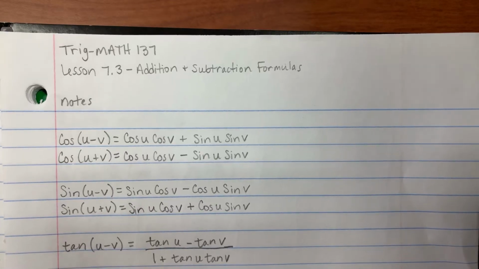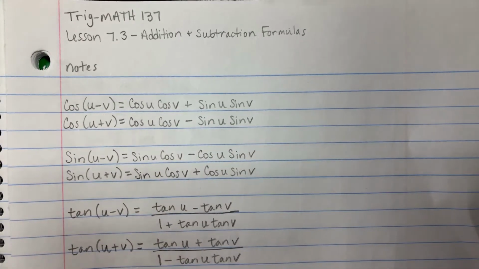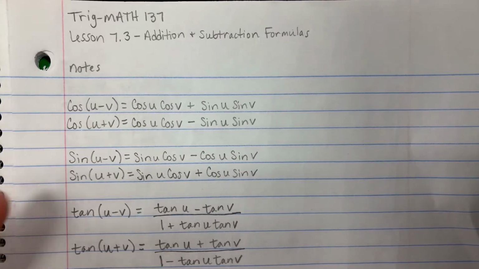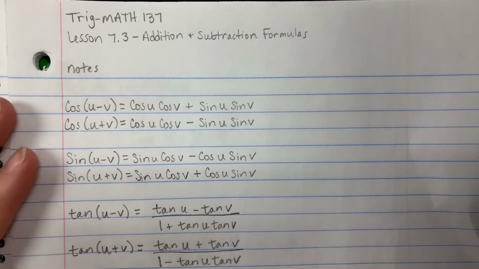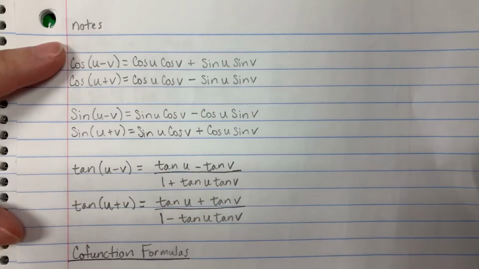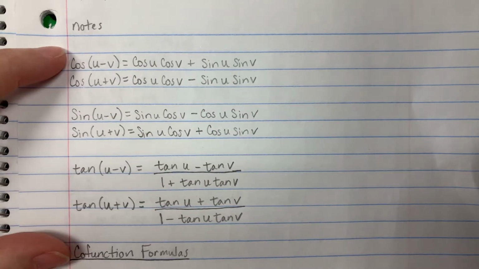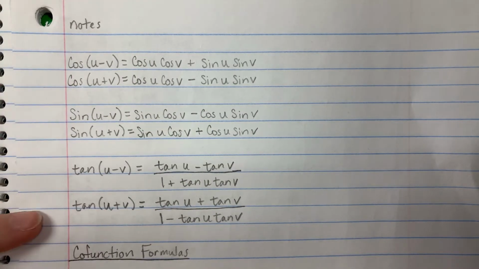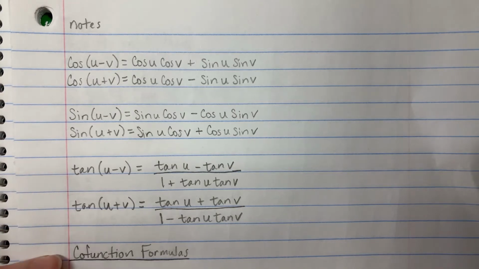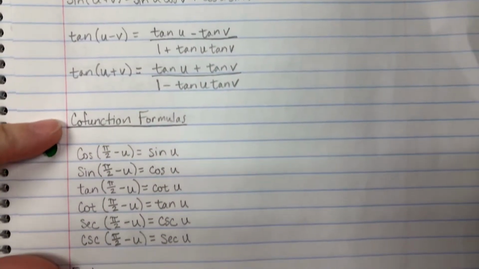Okay guys, so lesson 7.3 is addition and subtraction formulas. There are a lot of these formulas that you need to be aware of, so I wrote them all out in one section here. You may want to pause this and write all those down, and then also the cofunction formulas, which can come in handy as well.